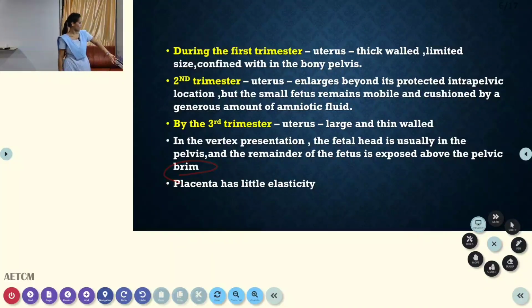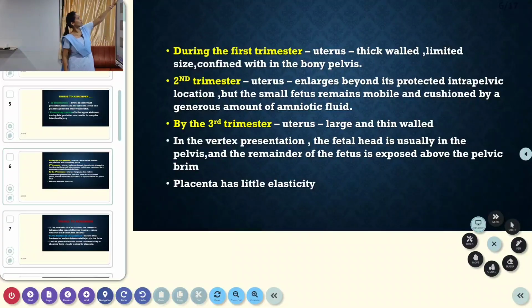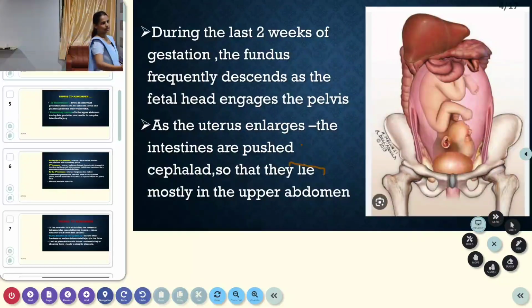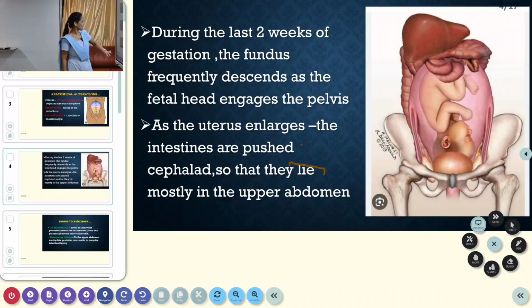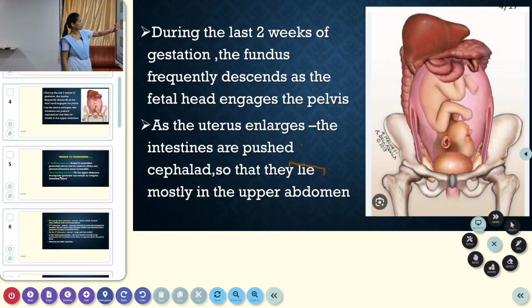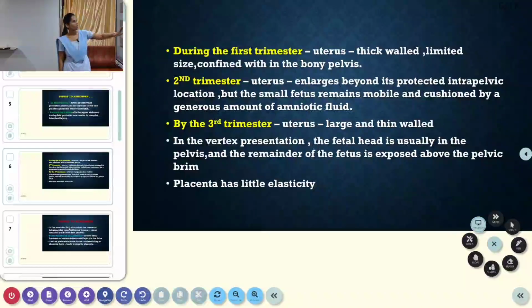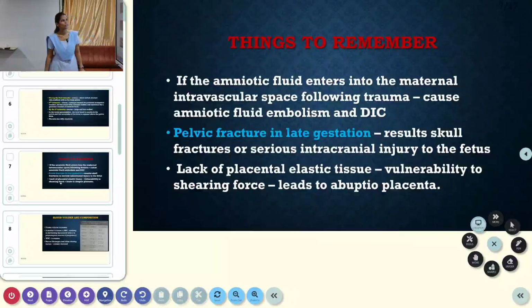As we discussed earlier, in vertex presentation the fetal head is engaged in the pelvis, and the remaining part is exposed above the pelvis. Next, the placenta has less elasticity. By knowing these alterations, what do we need to remember while treating the pregnant woman?